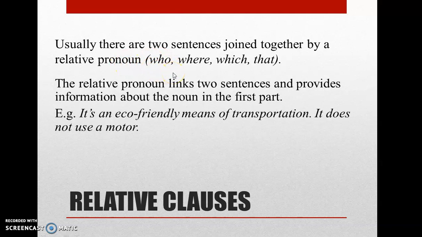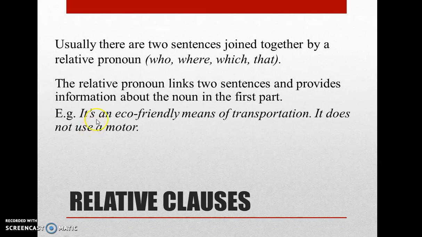So the example that we are going to be using today is with the most common that are who, where, which, and that, okay? Remember, that can be used instead of who or which, okay? There is no problem with this situation because both are possible, okay? The relative pronoun links two sentences and provides information about the noun in the first part. As I told you before, they give us information about the noun mentioned in the first part of the sentences or the ideas that we want to express in this case.